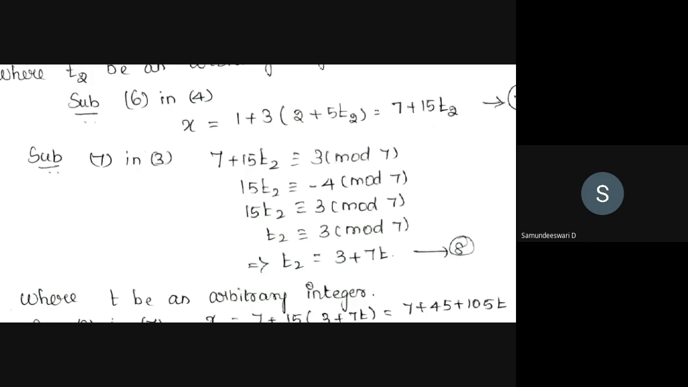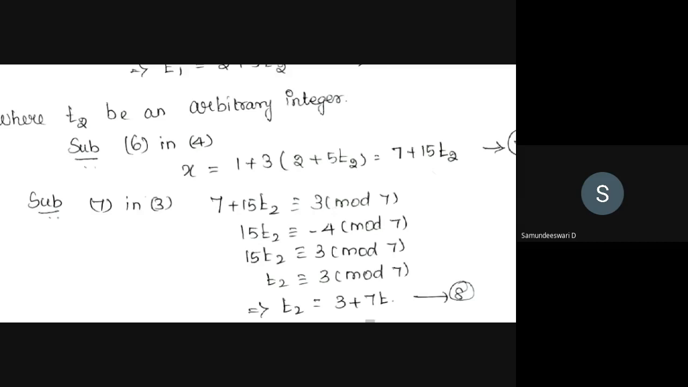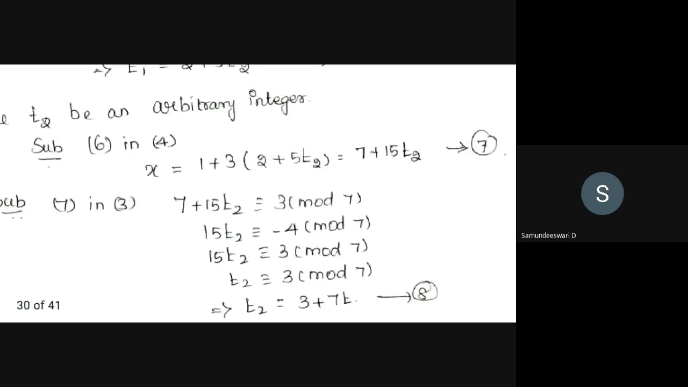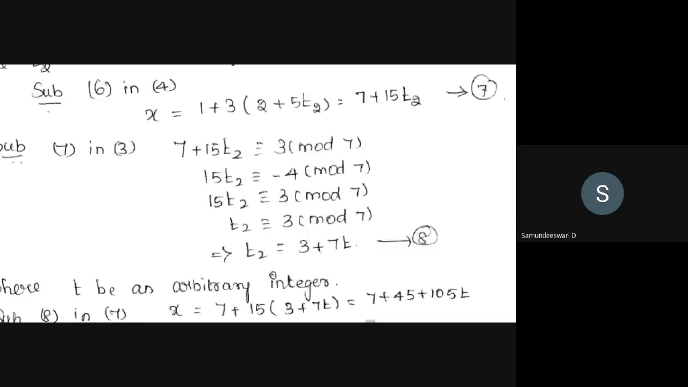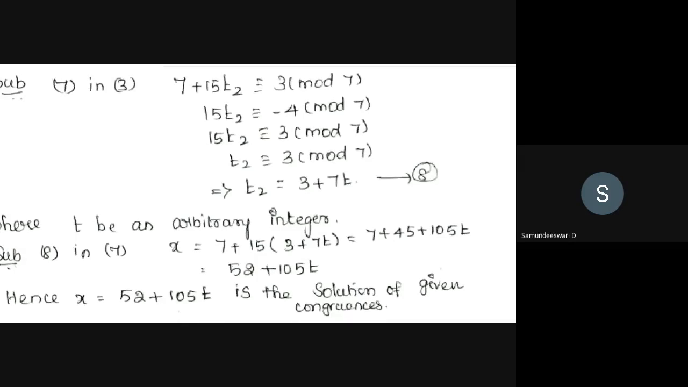So again, the linear equation: t2 congruent to 3 mod 7 is written as t2 equal to 3 plus 7t. Now, this is considered equation number 8. So it will be substituted in the previous equation 7. So x equal to 7 plus 15 times the t2 value, which is 3 plus 7t. After substituting, it will be simplified. You can get the solution: x is equal to 52 plus 105t, which is the solution of the given system of linear congruences.